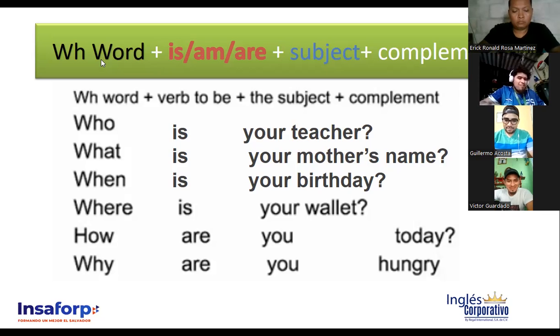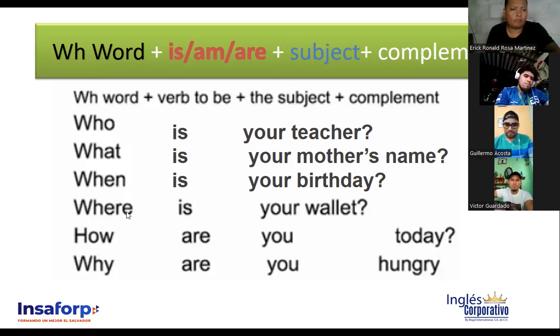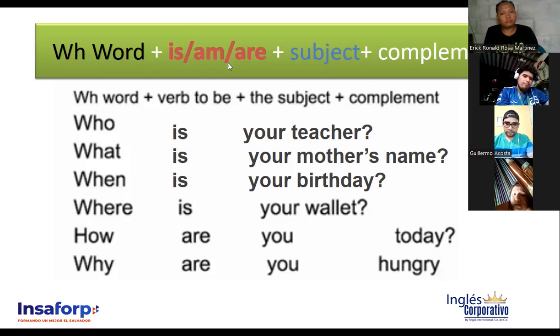Okay, now, the WH question, we have WH word. ¿Cuáles son esas WH words? Son estas palabras. Who, que significa quién. What, que significa qué o cuál. When, cuándo. Where, dónde. How, cómo. And the other one, why, por qué. Okay, who, what, when, where, how, why. Luego va el verbo to be.